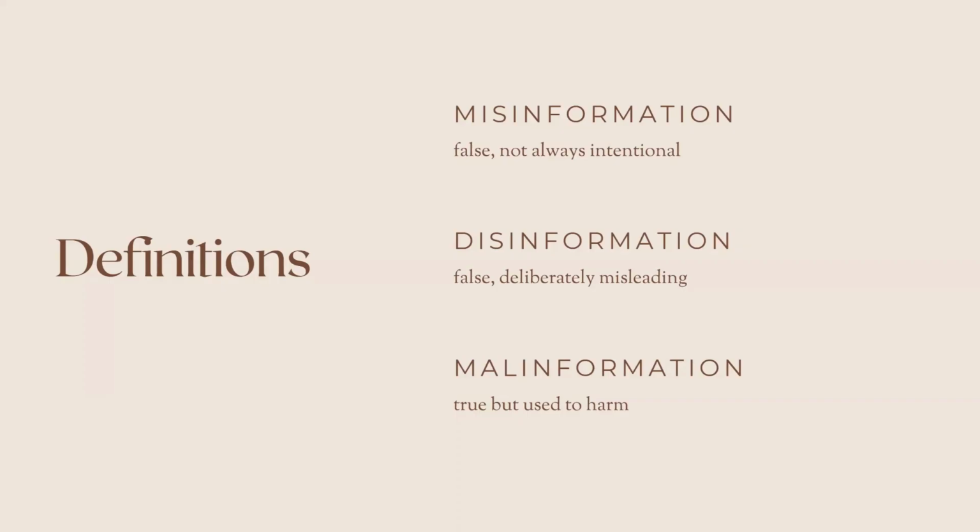And then finally, we have malinformation. This one is interesting because the information is true, but is used with an intent to harm. For this, it could be somebody sharing something that is true, but they're doing it to hurt somebody else. It's really easy to get good examples of misinformation, but the other ones are important distinctions to understand.